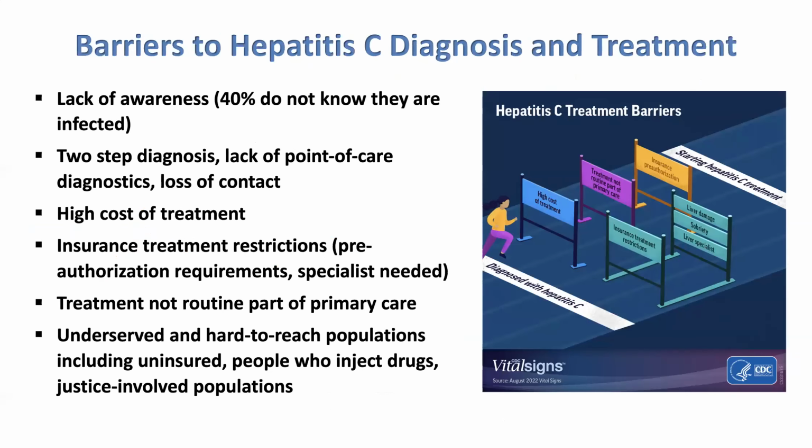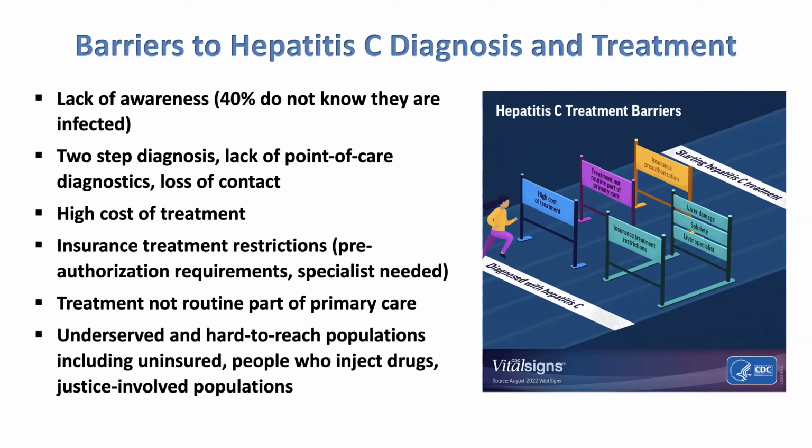And we know there are lots of reasons for this. In the strategic plan that's been laid out in President Biden's budget and through Dr. Francis Collins' plan, the aim is to acknowledge that there are many barriers, and we've got to attack them all. The first is a lack of awareness, with 40% of people who are infected with hepatitis C not knowing they're infected. The second is that diagnosis is a two-step process. You do an antibody test first, and then you do an RNA test. That in itself adds complexity.